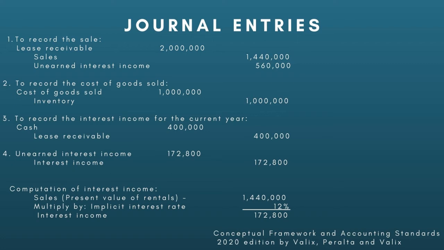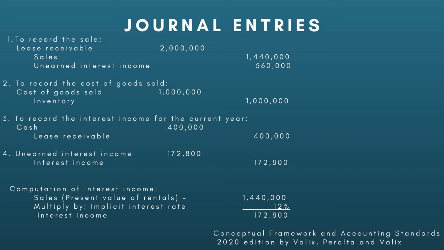And number 3 is to record the collection of the annual rentals, so debit cash. We have received it. And then credit the lease receivable of 400,000. So we gradually reduce that 2 million by crediting 400,000 at the end of the year. And number 4 is to record the interest income for the current year. Debit unearned interest income for 172,800 and credit interest income for 172,800. The computation is 1,440,000, that's the sales or the present value of rentals, times 12%.